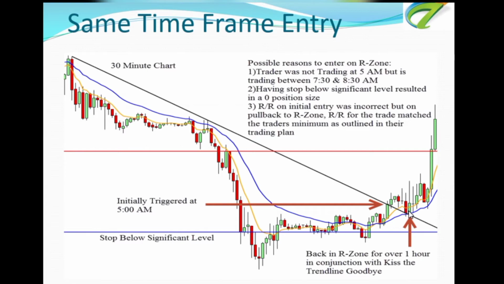So within this rotation zone, there are multiple reasons to enter. Price was retraced and it gave us a chance with our targeted reward to risk ratio and position sizing after 1 hour. This is one of the examples. We'll study a lot more. So this is where we can use it for entry purposes here.